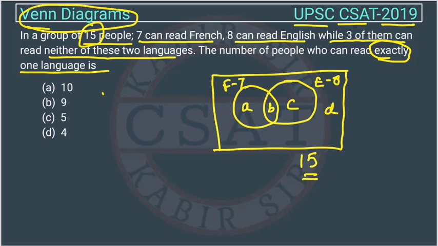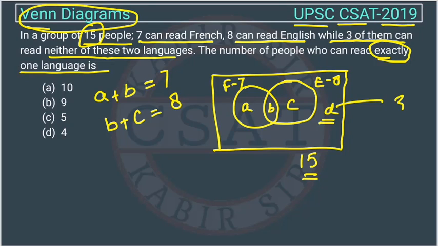Now A plus B is how much? A plus B means this A and B. So the people who are in this circle, A and B, are representing who can read French. So the total number of people who can read French is 7. Similarly, the total number of people who can read English is 8. And D is what? D are those people who can read neither French, they are not in the circle of French, and they are not even in the circle of English. So D will be the number of people who can read neither of these two languages.